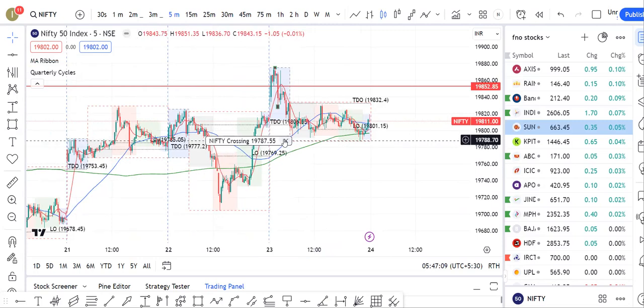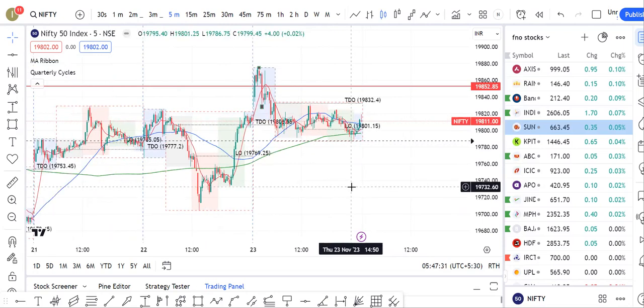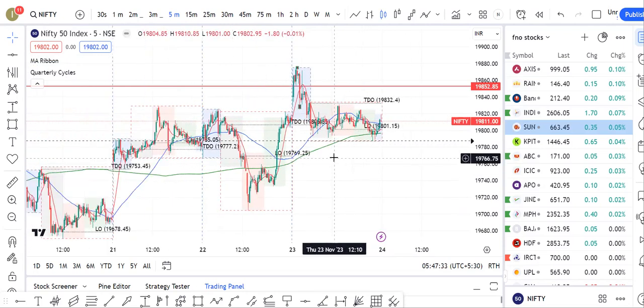Here, actually, market consolidated in a range. It didn't go anywhere. Because it was an expiry, it was a day of writer's day, both the call and put premiums decayed to nil. That's what happened on the Thursday.